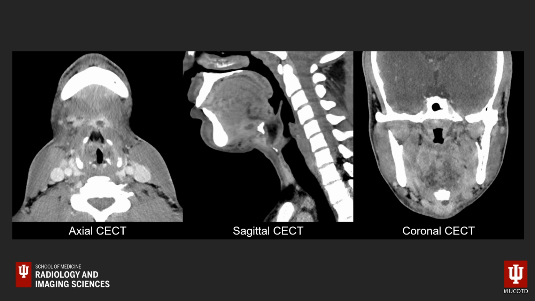Okay, so I've got three images to look at. The image on the left is an axial contrast enhanced CT. The image in the middle is a sagittal contrast enhanced CT, and the image on the right is a coronal contrast enhanced CT, all through the level of the abnormality. So take a look at the images, take a moment, try to figure out what's going on here. Remember, the history was a patient who developed a lump after a cold.